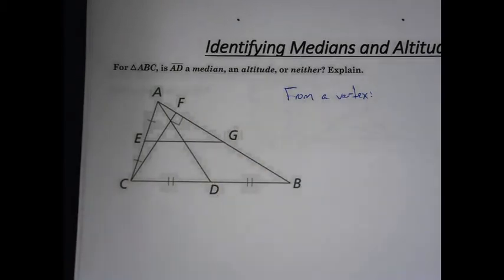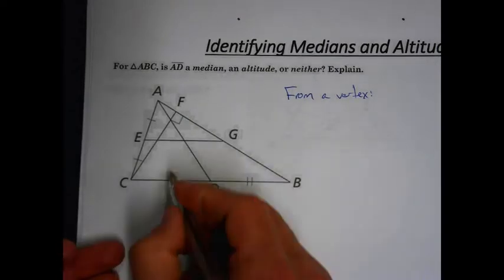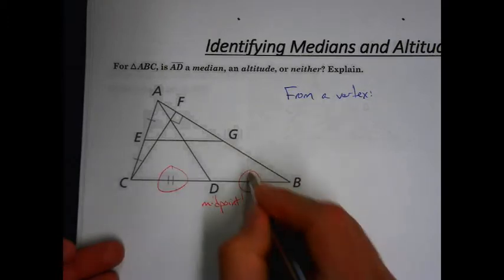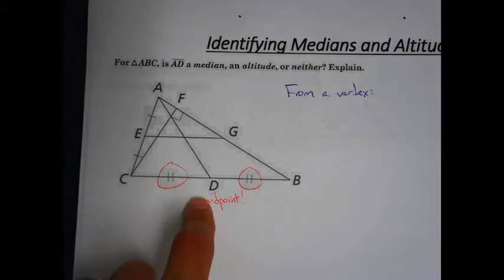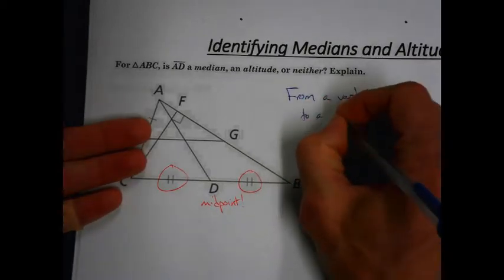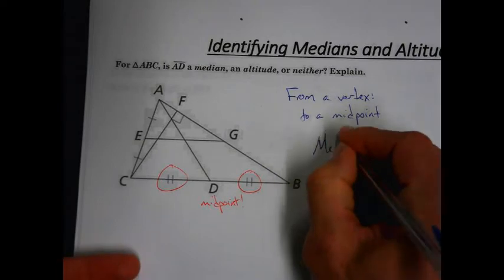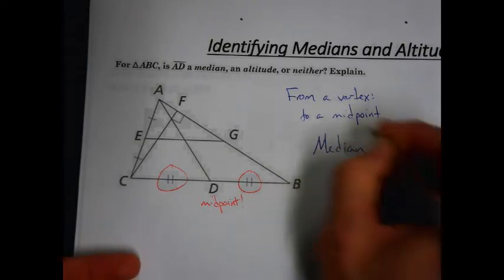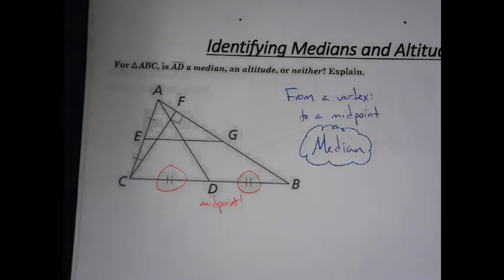Now, where is here? Notice something interesting. Here happens to be a midpoint. And how do we know? Did you guess? How do we know it's a midpoint? Because each side is congruent. So each side of D is congruent, so D is a midpoint. So we got to know that. So it's going from a vertex to a midpoint that has a vocabulary name, that is a median.